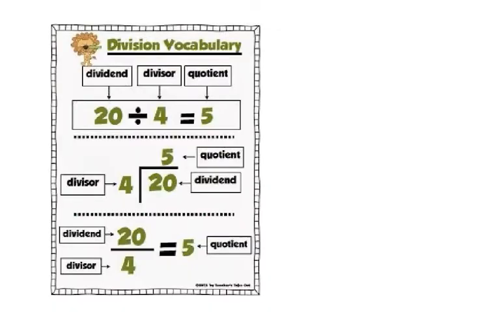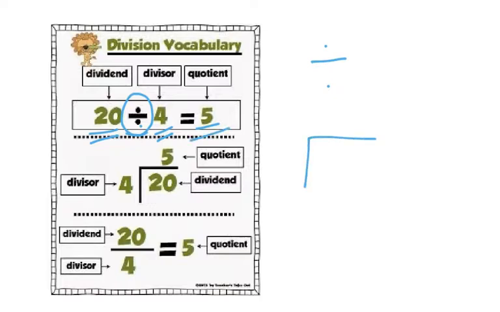Here are the 3 different ways we talked about yesterday to actually write a division problem and the vocabulary that goes along with each one. So here we just have the universal division sign. It looks like a subtraction sign with a dot on top and bottom. 20 is the dividend, divided by 4 is the divisor, equals 5 is the quotient.